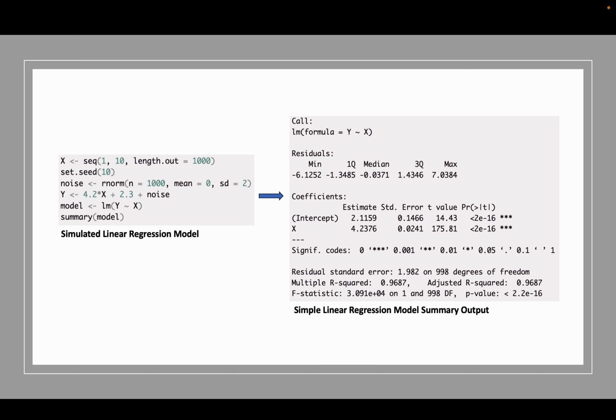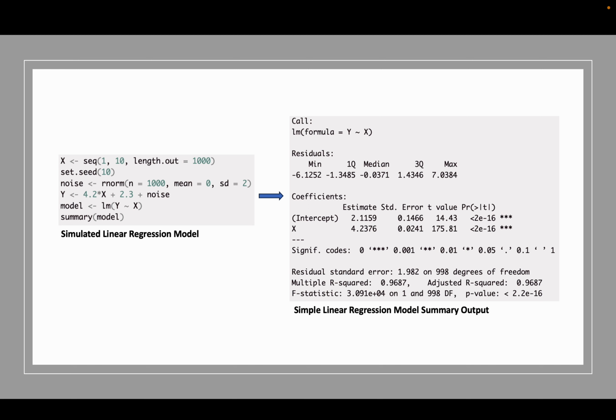Here I am simulating a linear regression model with a slope of 4.2 and with noise that is randomly distributed with a mean of 0 and a standard deviation of 2. If you remember from the previous video, this model satisfied all assumptions of linearity, constant variance, and normality.